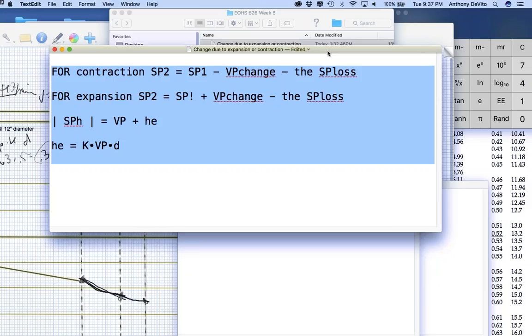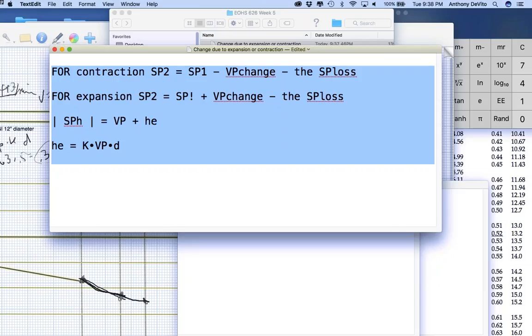For a contraction, you've got two static pressures: the beginning static pressure in the big duct, and then the finished static pressure in the small duct. Static pressure 1, static pressure 2. For a contraction, static pressure 2, where you finish up, is equal to static pressure 1, the big duct static pressure, minus the change in the velocity pressure. It went from a small velocity pressure to a higher velocity pressure, right? It went up. Minus the change in the velocity pressure, and then minus the static pressure loss.